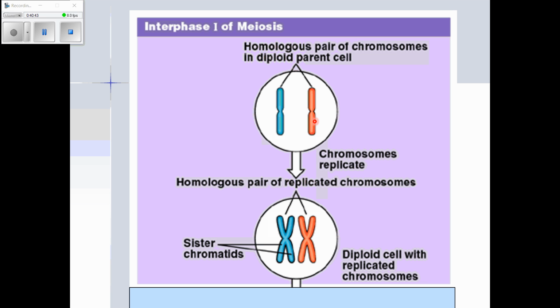But after S, when we get to the end of S, now look at those chromosomes. Each chromosome now has two copies of itself. So that's that copying that I was talking about. You can see the amount of DNA literally doubles. And the two identical copies of the DNA for each chromosome, those are called sister chromatids. So this is what your chromosomes look like before S, and this is what your chromosomes look like after S.